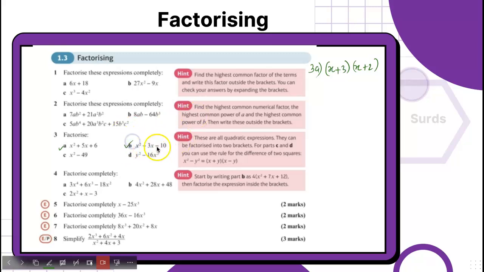The next one, both minus means bigger minus. So it is minus 3 and minus 10. So what multiplies to give you minus 10? So 5 and 2, bigger minus. Minus 5 and 2, if you multiply, they will give you minus 10, and if you add them, you're going to be getting minus 3. So 3b will be x minus 5, x plus 2.